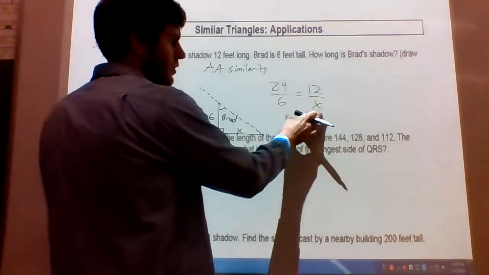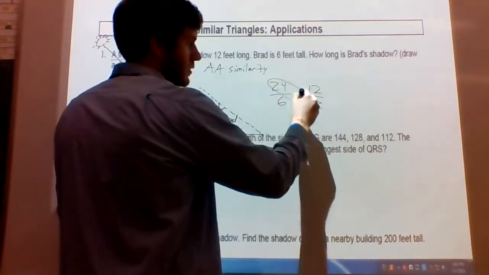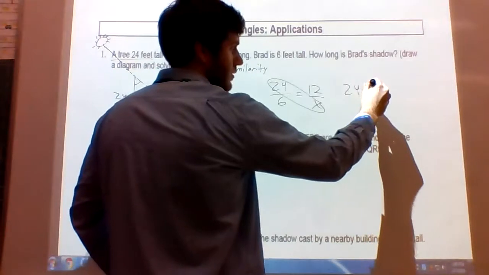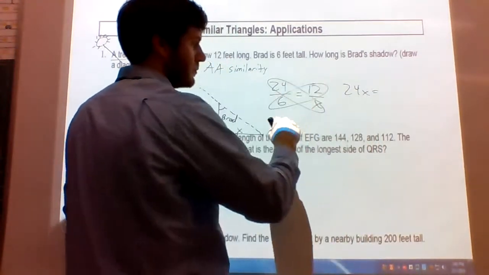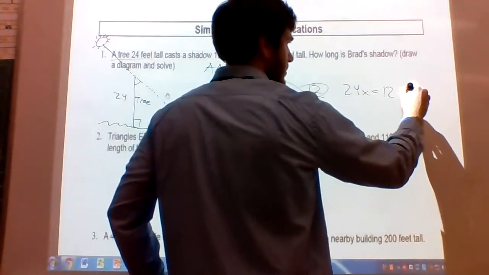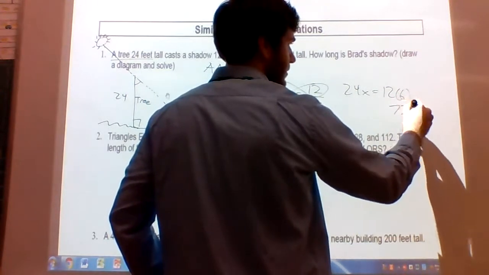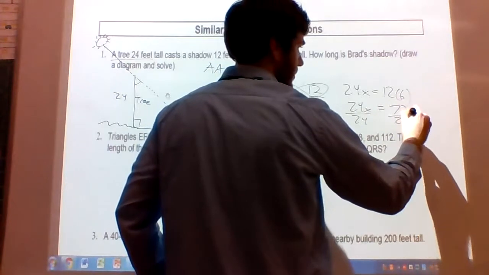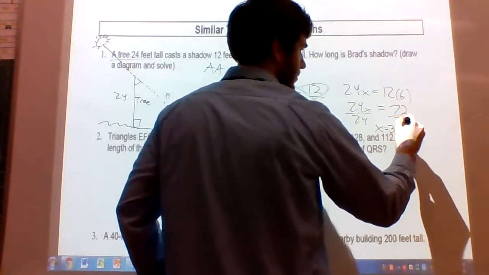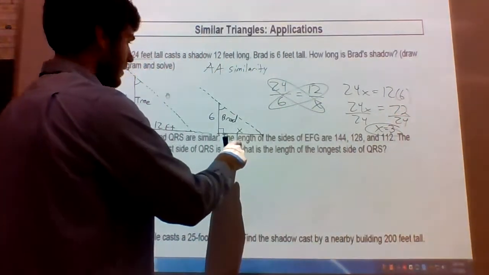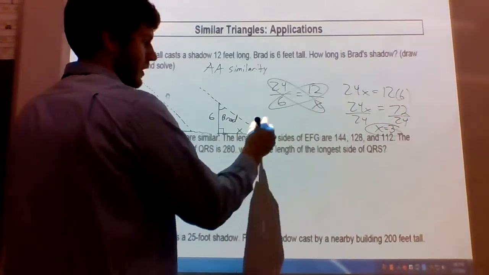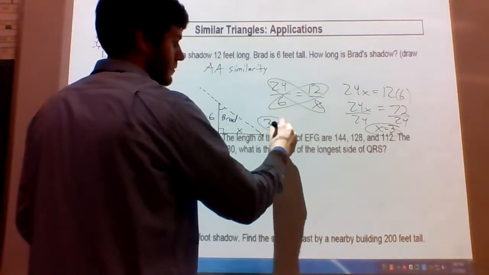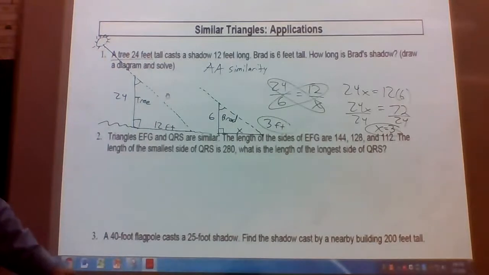Okay, we want to solve the proportion, so we cross multiply. So we're going to get 24x equals 12 times 6. Okay, 12 times 6 is 72. We divide both sides by 24, we get x equals 3. So we have a shadow for Brad of 3 feet. Brad's shadow is 3 feet.